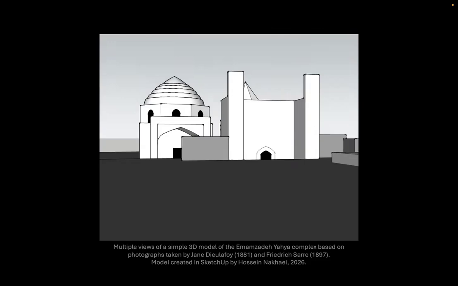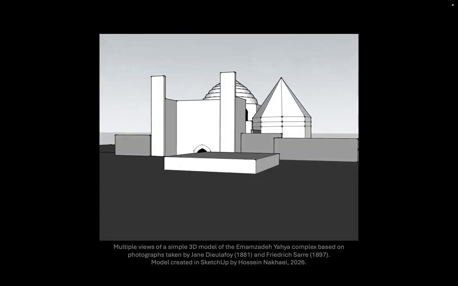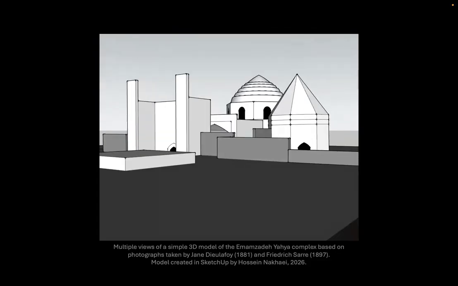In the case of the Emamzadeh Yahya, where archaeological investigation is not feasible and the architectural remains are fragmentary, this approach, through its maximum use of existing sources, such as historical photographs, offers a productive means of reimagining lost spatial configurations and opens new avenues for research by allowing us to engage more critically and creatively with the limited evidence that survives.